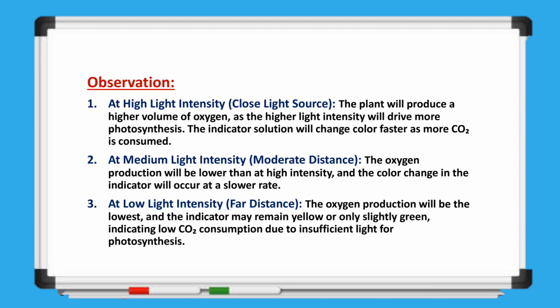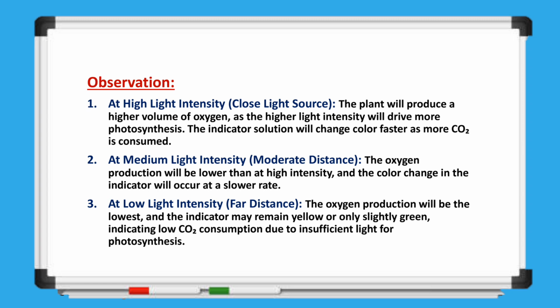Now, talking about the observations and what to expect. Now let's discuss what we expect to see. At 10 centimeters, where the light intensity is high, the plant should produce more oxygen. The indicator will likely change to green or blue quickly, showing fast carbon dioxide consumption and active photosynthesis.